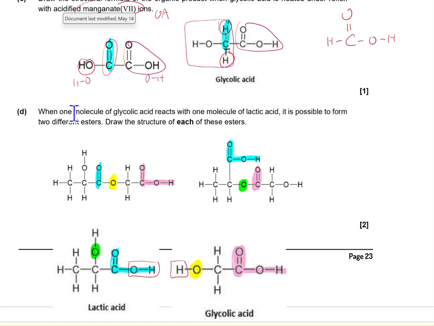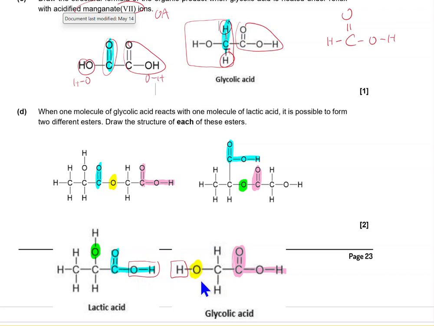Now this question: draw what happens when one molecule of glycolic acid and one molecule of lactic acid combine together. They form esters. Look carefully at the functional groups. This is the two acids. I highlight here: this is a hydroxyl group, this is a carboxyl group, this is a hydroxyl group, and a carboxyl group from the two different acids. Now, to form the ester, you remove the OH from the acid functional group.